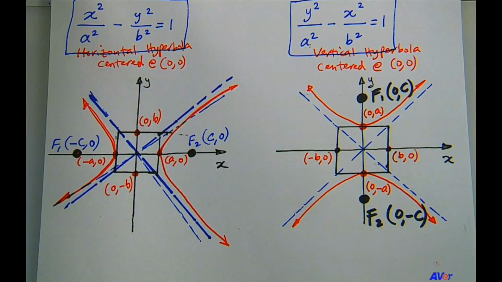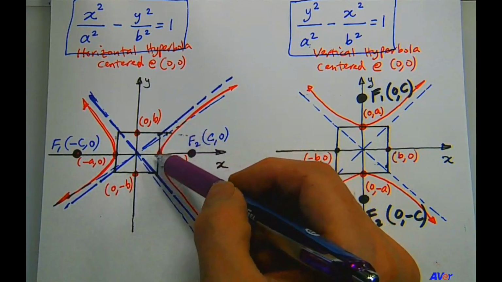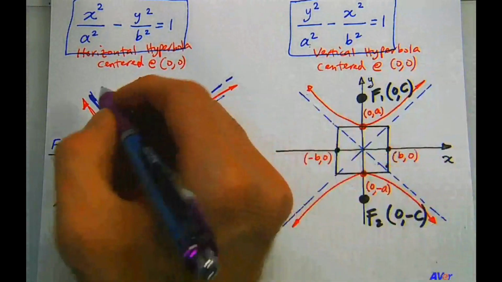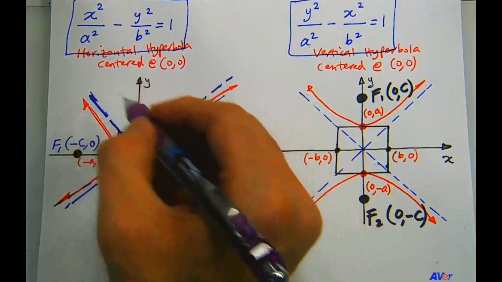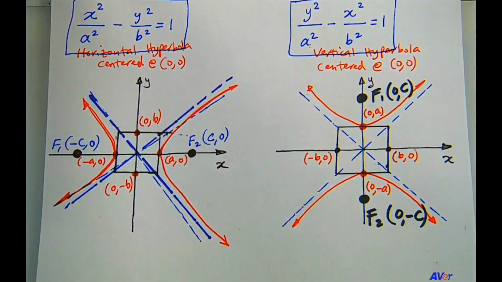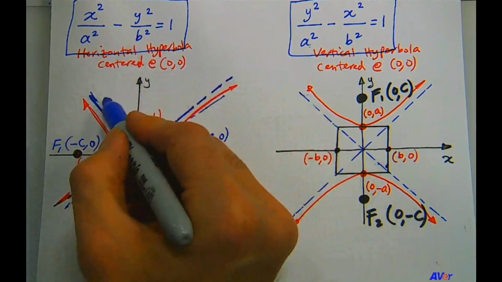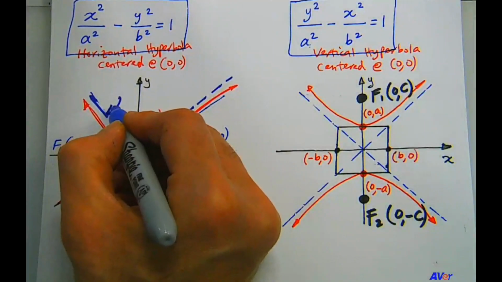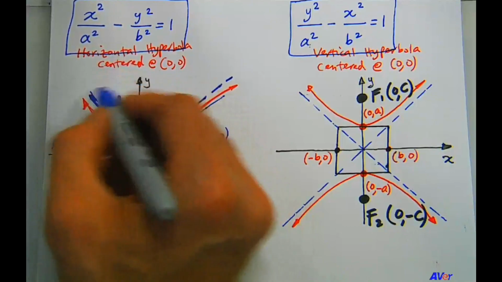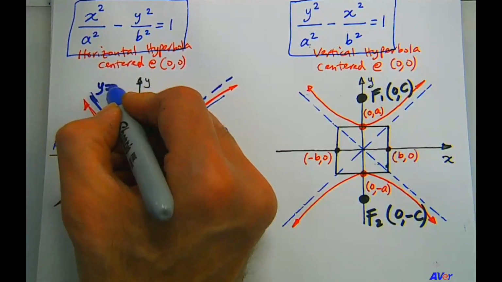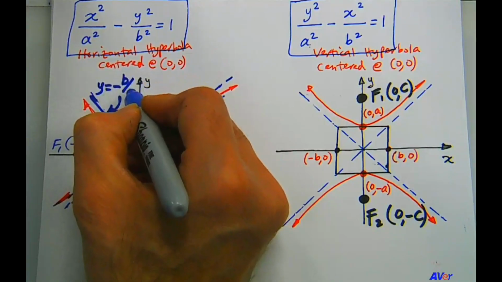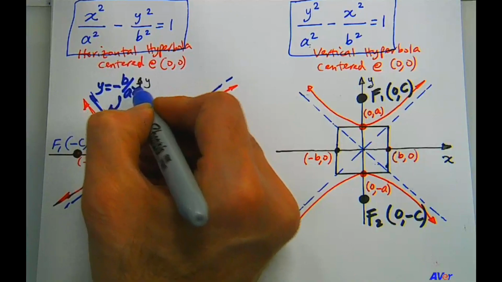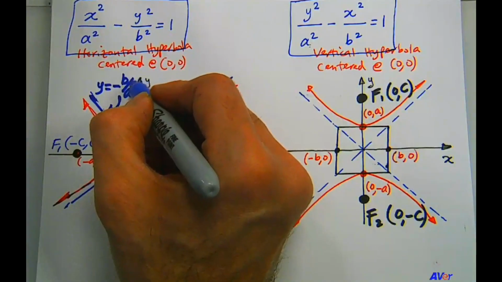So what about the asymptotes? The asymptotes for the horizontal hyperbola have their own equation. I guess it's better if I use the blue pen here, and let me use my thicker blue pen. So the equation of this asymptote, that one, is y equals minus b over a x. And this x is in the numerator.